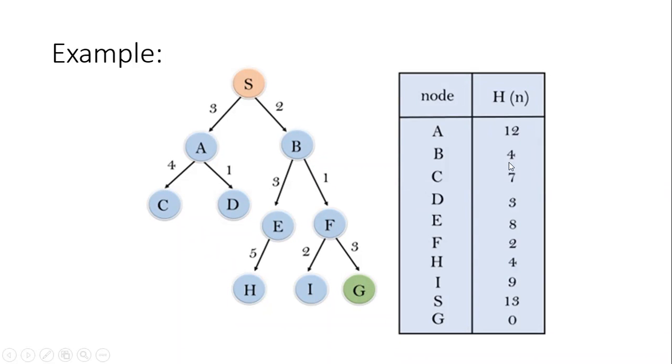So the agent will be making a decision based on the estimates only. It doesn't consider the cost to move from S to A. All that it cares for is it just looks at from where I am to the goal node, which one is promising, and that is the one that will be taken. So let's work through this together.